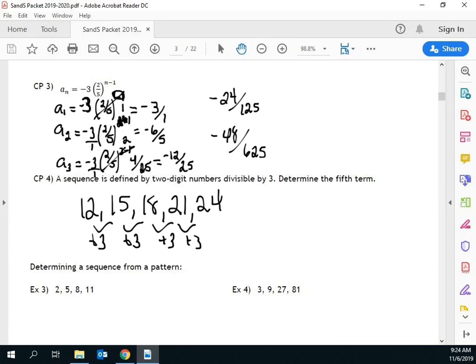All right, determine the sequence from the pattern. So now it's reverse. Now they give us the number, and we've got to go ahead and determine the sequence. So we've got to come up with our equation from it. So, what are we doing? 2, 5, 8, 11. What's happening there? Plus 3 every time. If we're adding 3 every time, just a side question here. If we're adding 3 every time, why aren't these numbers all divisible by 3? It started at a number that's not divisible by 3.